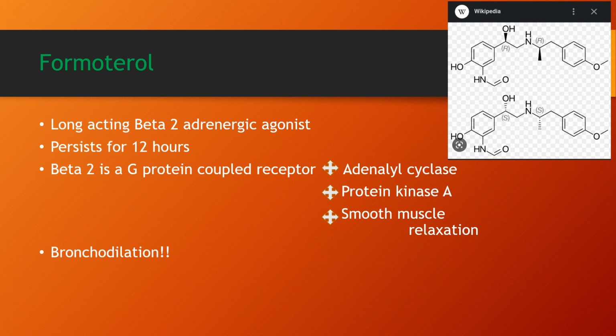Formoterol, just like salbutamol, is a long-acting beta-2 adrenergic agonist. It might be slightly longer acting than albuterol or salbutamol. It persists for 12 long hours, and beta 2 is, as I already said, coupled to G protein, which stimulates adenylyl cyclase, as I showed in the diagram, and causes smooth muscle relaxation.